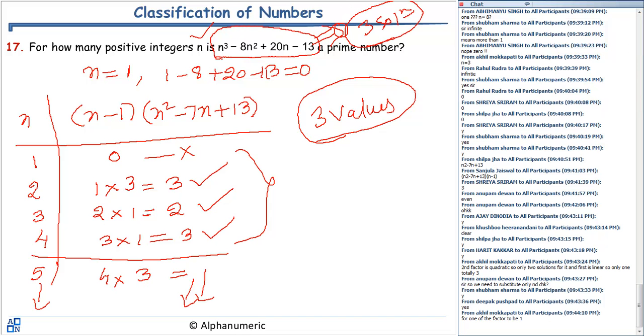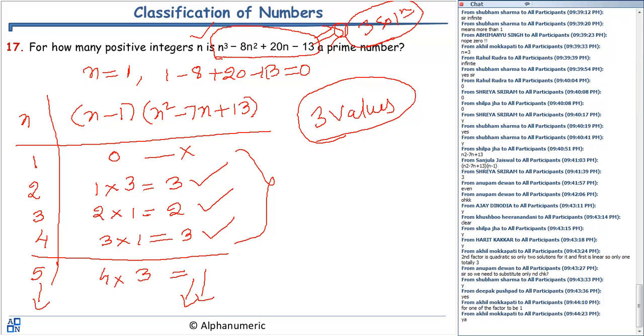Okay, you are saying for one of the factors to be 1, but it's not necessary. It's not necessary कि वो 1 आएगा ही आएगा. Definitely it's a quadratic equation है, तो 2 values के लिए 1 आ सकता है, but कोई जरूरी नहीं है कि वो आएगा ही आएगा 1. Is that clear now?